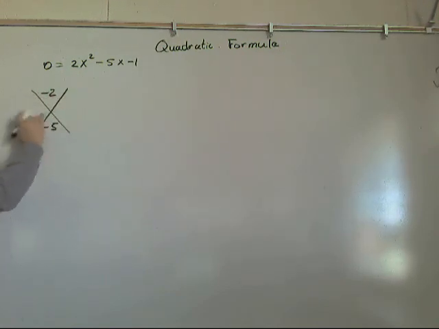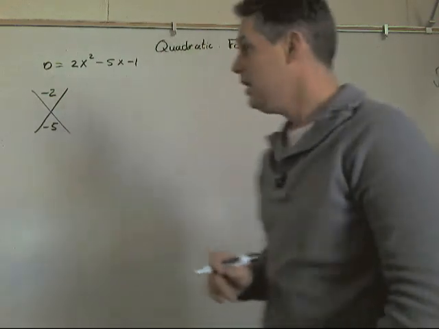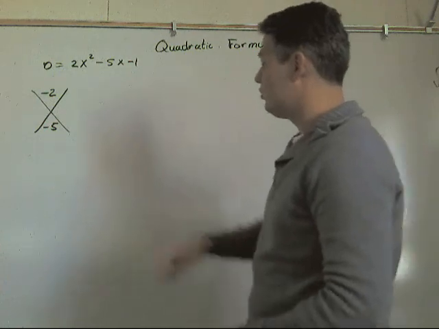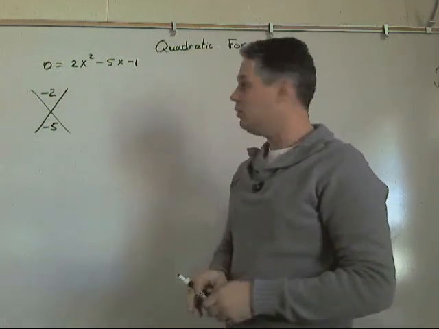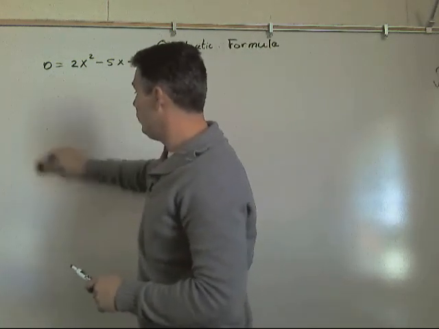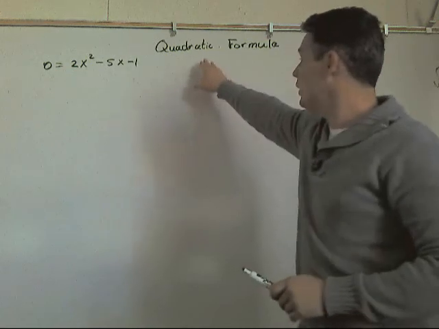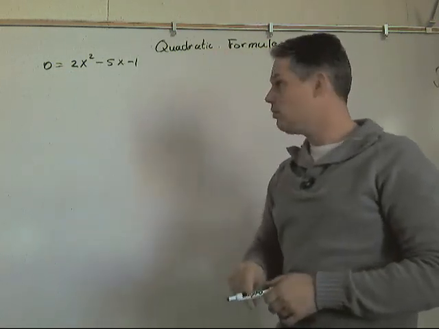Now, when you try to solve this diamond problem, you'll find out that you can't solve it. Now, that doesn't mean that there's no solution for x here. It just means we can't find the solution using factoring. And when that's the case, we can use the quadratic formula to still find the solution for this problem.